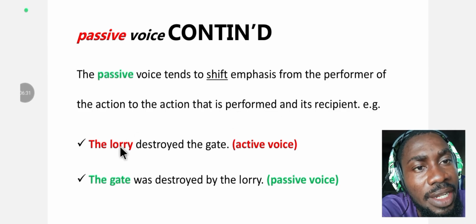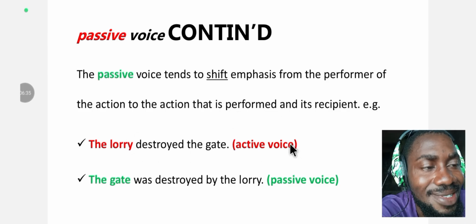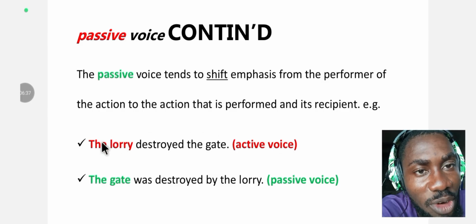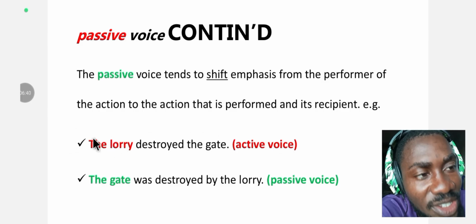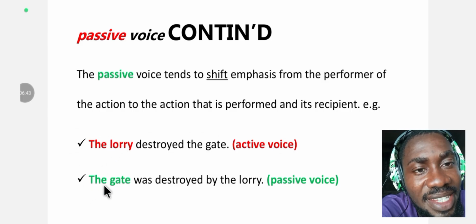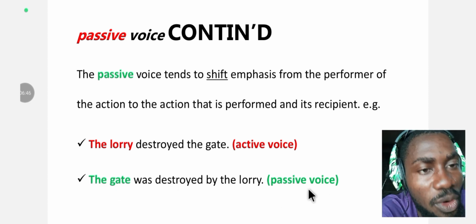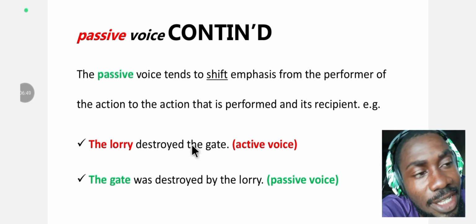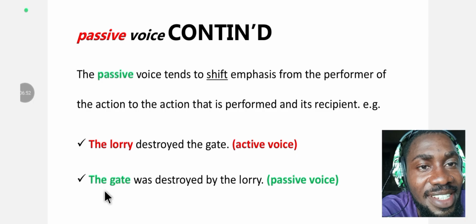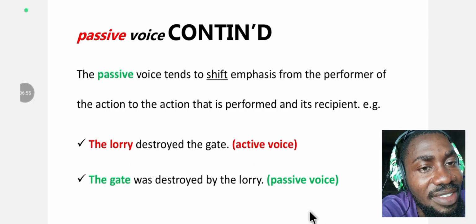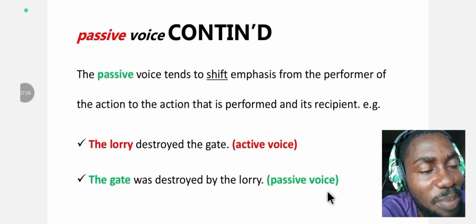For example, the lorry destroyed the gate. This is active voice. The lorry is the performer located on the subject position. The second example says the gate was destroyed by the lorry. A passive voice, because the gate has now turned to the subject. And the lorry is no longer the performer. It gives this performance to the verb, the action performed. And the gate turns to the subject, making this a passive voice.